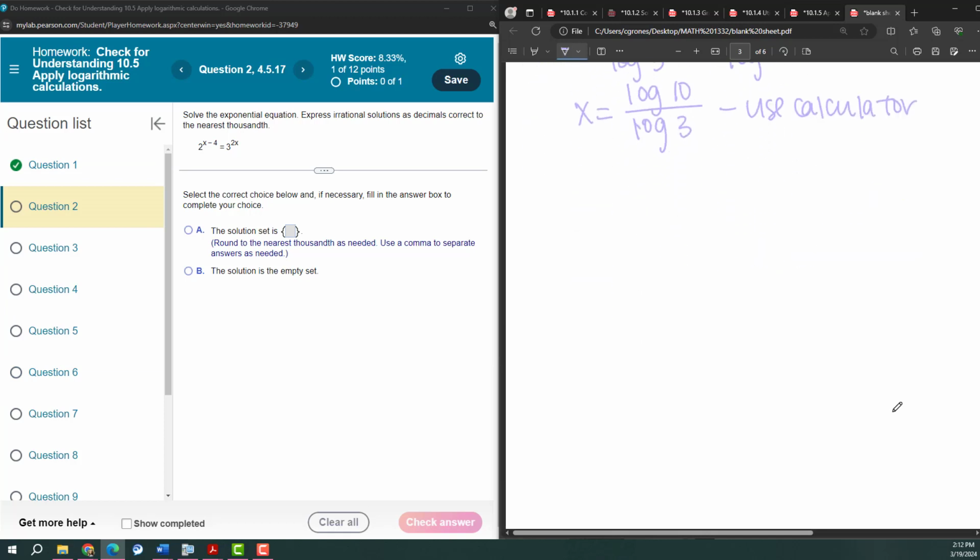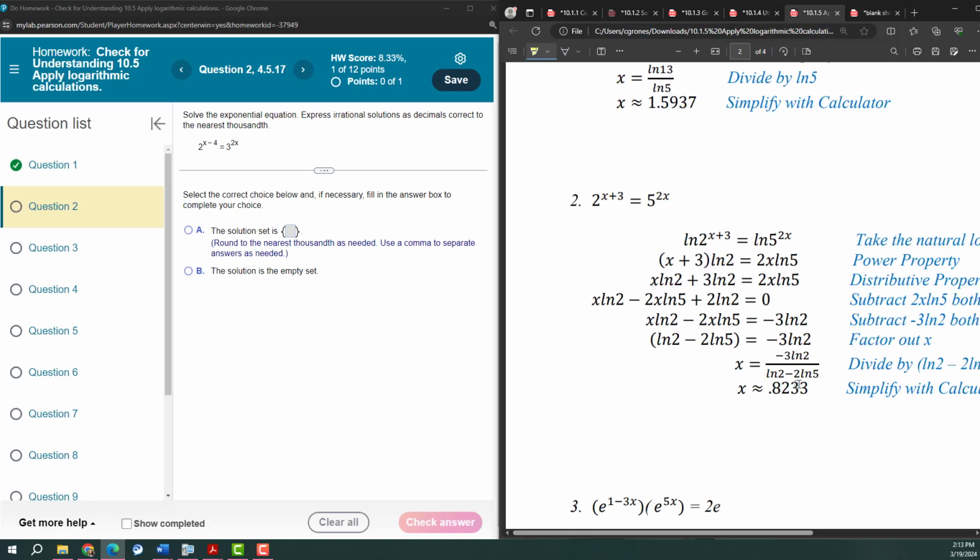Number 2, I'm also going to do. So same thing, we're going to solve the exponential equation, express irrational solutions as decimals, correct to the nearest thousandth. So 2 to the x minus 4 equals 3 to the 2x.